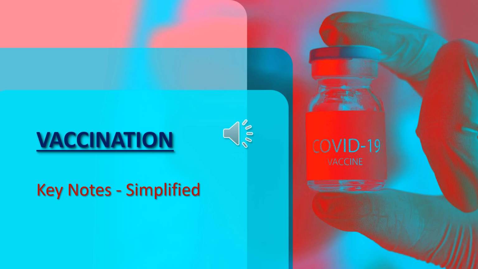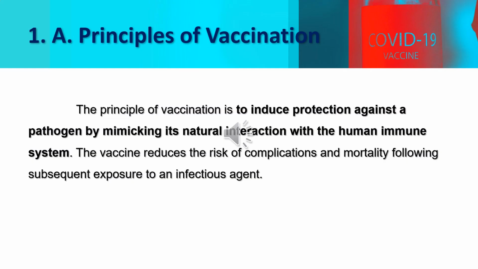Vaccination means the act of introducing a vaccine into the body to produce protection from a specific disease. First, about the principles of vaccination. The principle of vaccination is to induce protection against a pathogen by mimicking its natural interaction with the human immune system. The vaccine reduces the risk of complications and mortality following subsequent exposure to an infectious agent.